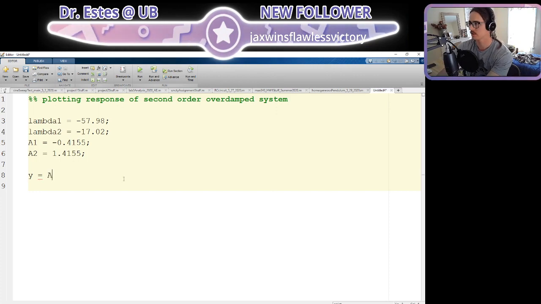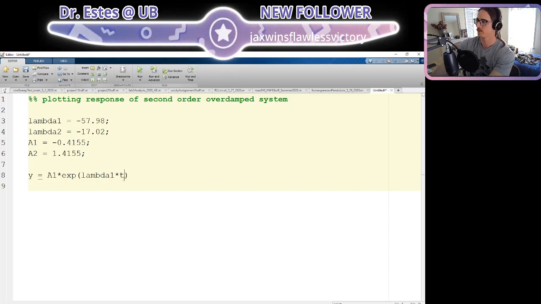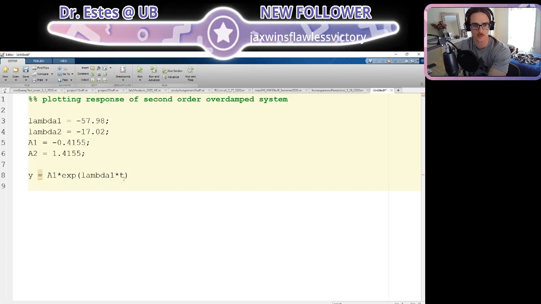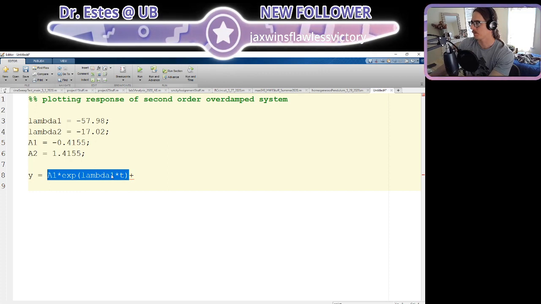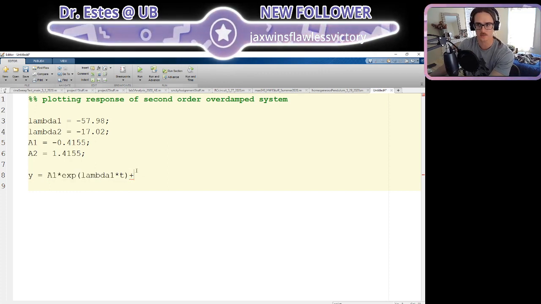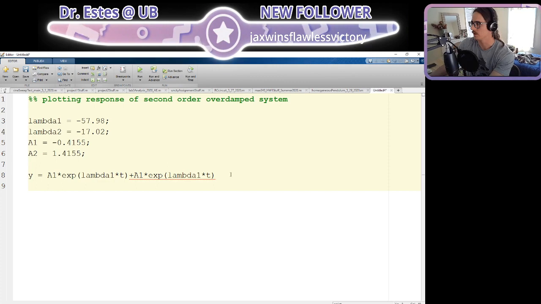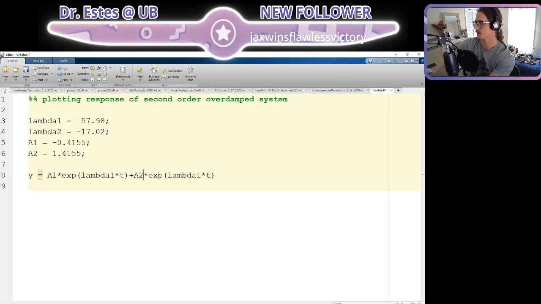y is a1 times the exponent of lambda 1 times t. And you know, I haven't even defined what t is yet. We have to do that, but let's come back to it in a second. And I can just copy this. This is another reason I like just writing out the variables. It saves me some time, because now I can just write this as a2 lambda 2.